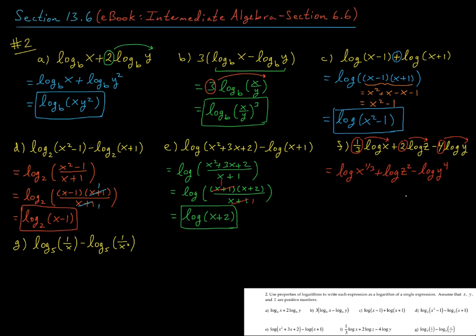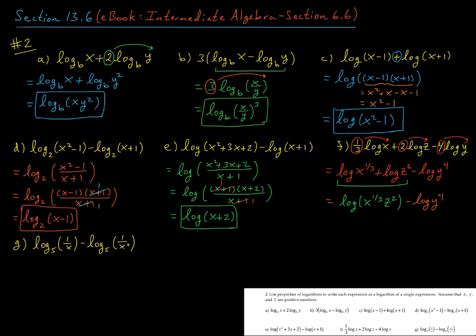Okay. Now, what do I have? Well, I have a sum of logarithms right here. So I can put them together using the product to sum property. So this would be log of x to the 1/3 times z squared. And then I'm subtracting from that the log of y to the 4th.